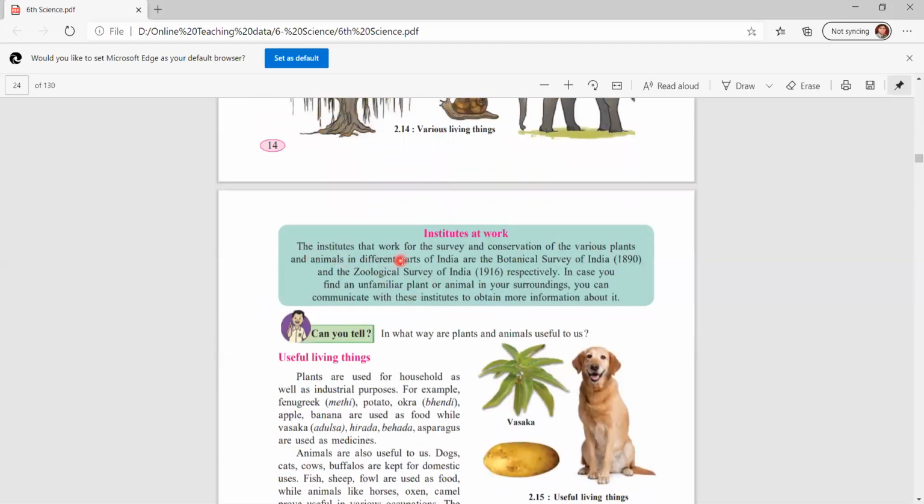The institutes that work for survey and conservation of the various plants and animals in different parts of India are the Botanical Survey of India and the Zoological Survey of India respectively. In case you find an unfamiliar plant or animal in your surroundings, you can communicate with these institutes to obtain more information about it.